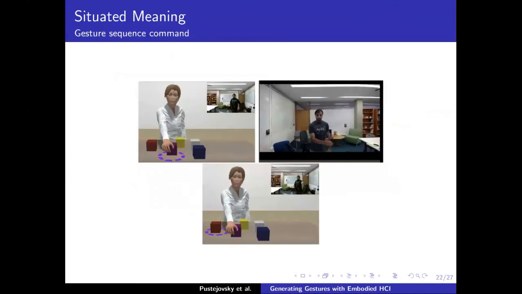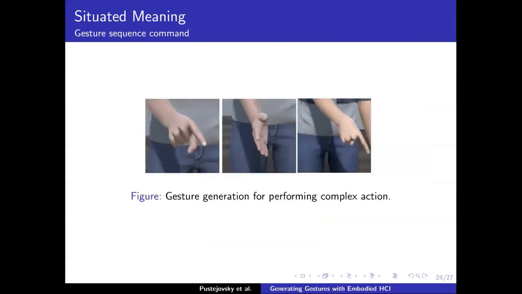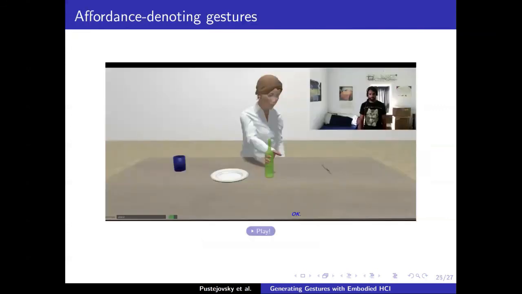So it's, for example, a situated gesture sequence command. Here we saw something similar to this in the video. We have a deixis, a moving, and another deixis to put it there. This is essentially a single modality imperative: point to a block, make a move gesture, point to where it should go. This is the gesture generation for performing that complex action. And we have similar abilities to recognize affordance-denoting gestures.